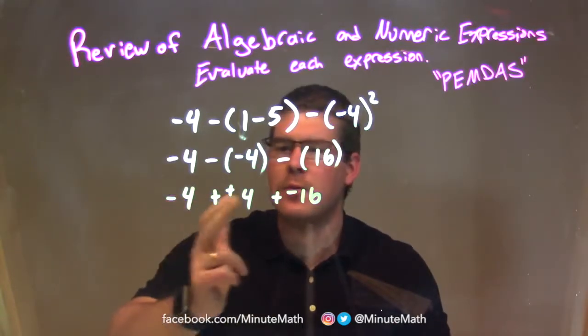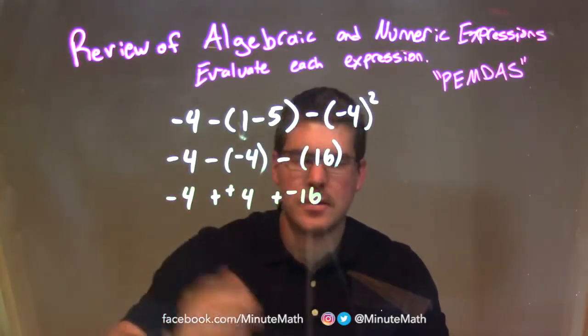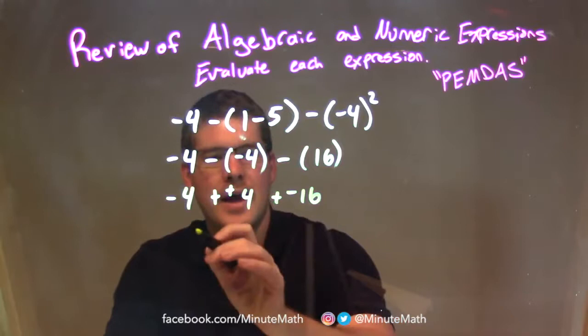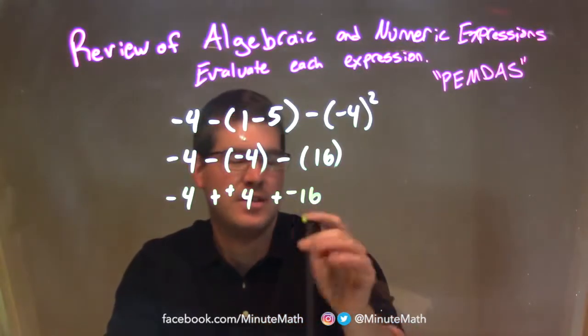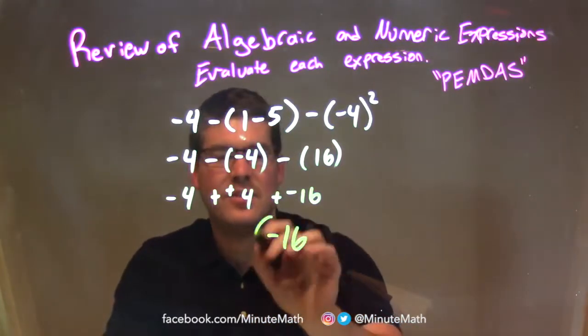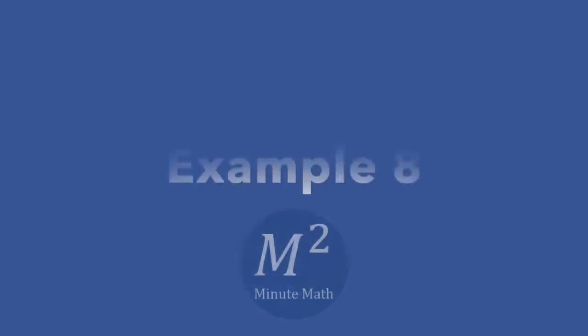Well, a negative 4 plus a positive 4 eliminates, and that's just a 0. So that cancels out. We just have a negative 16 left over. So negative 16 is just the final answer.